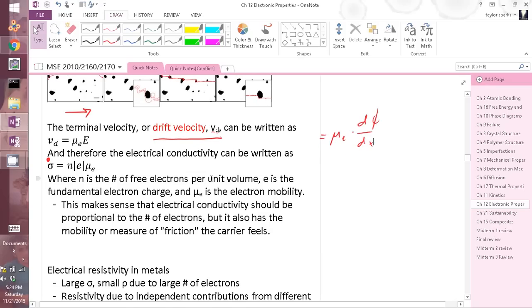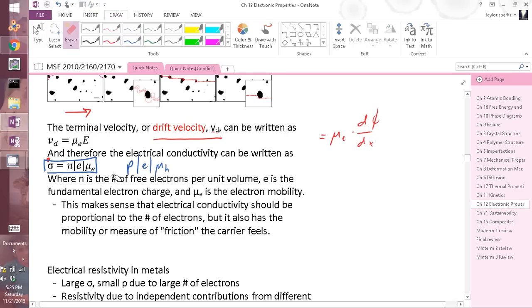This now allows us to come up with a very important expression you're going to use on the homework for sure, which is the electrical conductivity should be equal to n, the number of carriers, that's the number of free electrons per unit volume, multiplied by e, the fundamental charge of those electrons, multiplied by mu_e, the electron mobility. We could write a similar expression for holes. We could say it's the number of holes you have times the fundamental charge. It's going to be the same since it's the absolute value, but now times the mobility of holes, right?